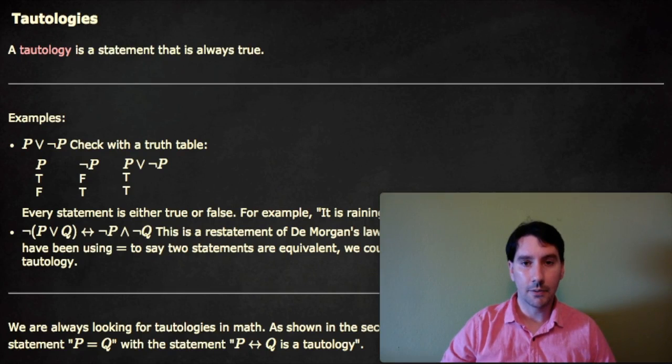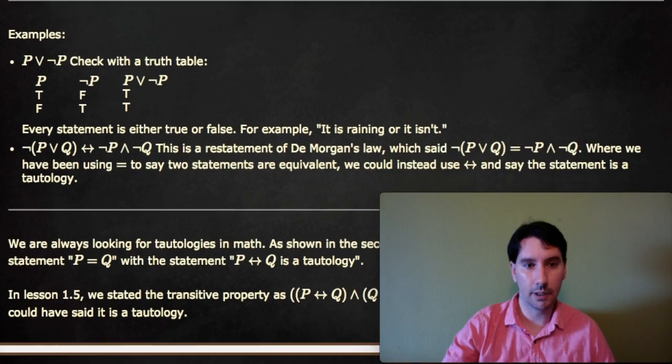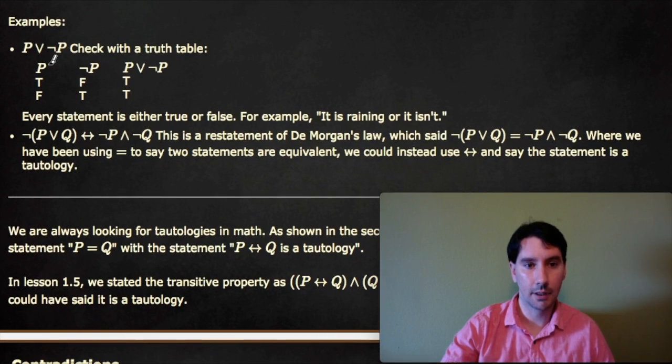Hi guys, in this lesson we're going to talk about tautologies. And a tautology is a statement which is always true. So for example, P or not P is a tautology, because for any statement P, whether it's true or false, not P is going to be either false or true, and therefore P or not P is always true. So we get an always true statement.